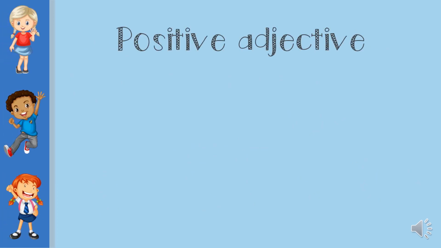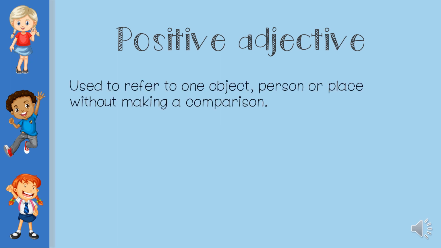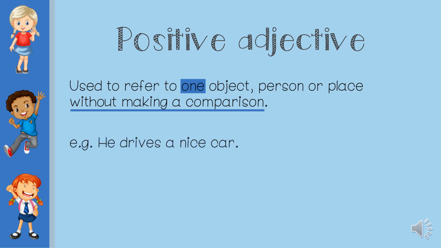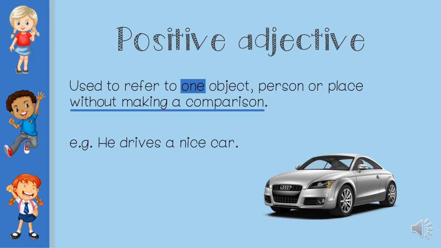Now let's look at the positive adjective. We use this to refer to one object, person, or place without making a comparison. For example, he drives a nice car. In this case, the adjective is nice. We are not comparing anything to something else.